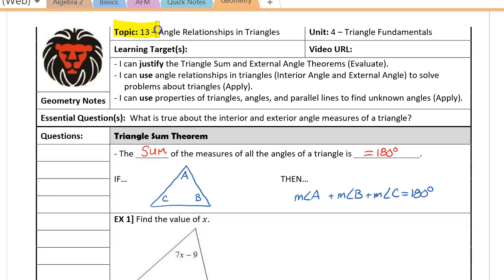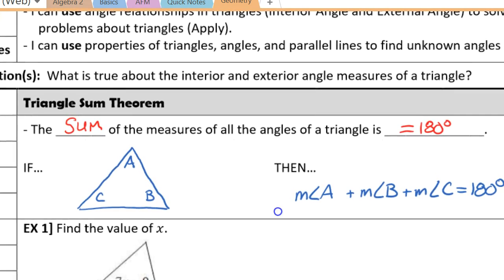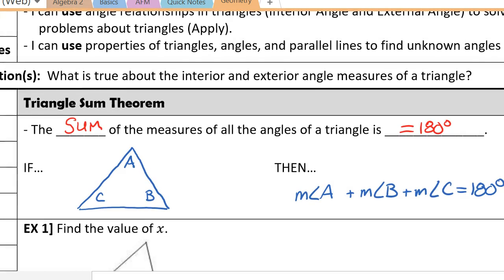Topic 13, angle relationships in triangles. Starting off with the triangle sum theorem, which states that the sum of the measures of all the angles of a triangle is equal to 180 degrees. Meaning that if I have a triangle with angle measures A, B, and C, then angle A plus angle B plus angle C is equal to 180 degrees.